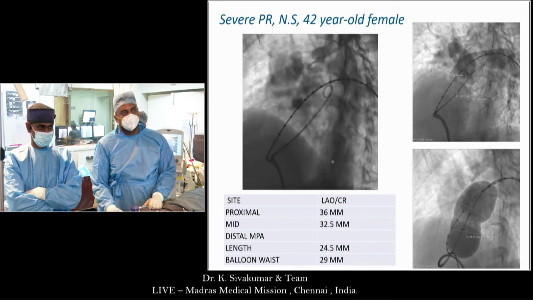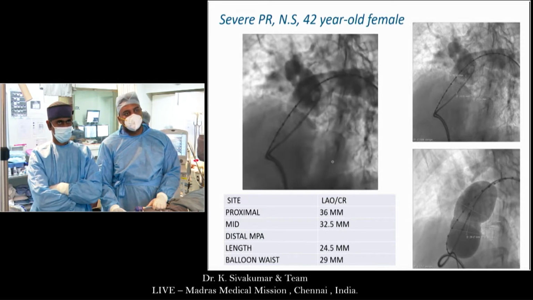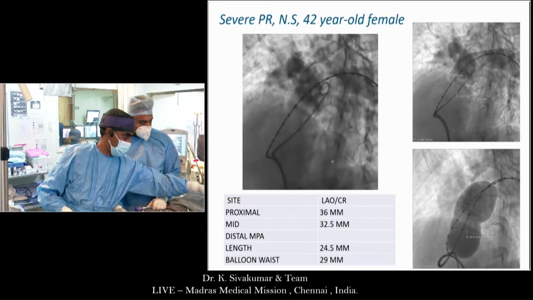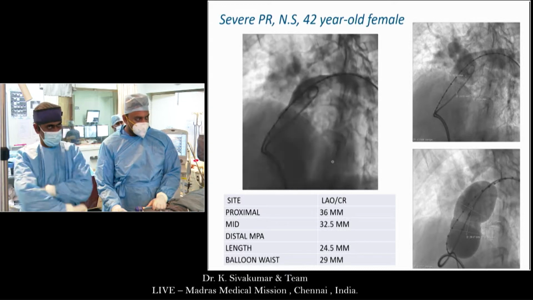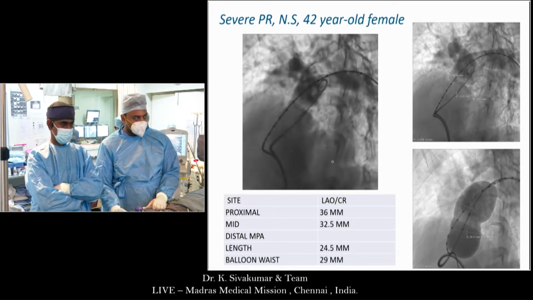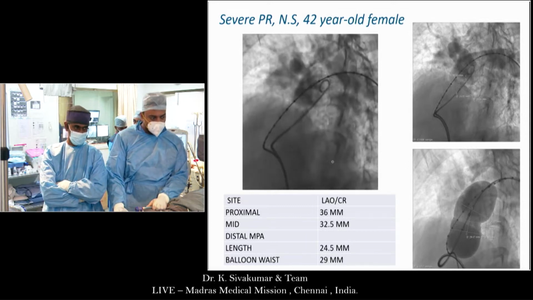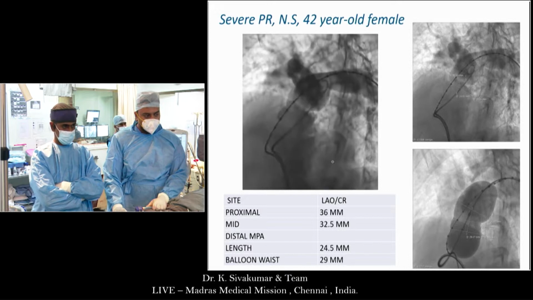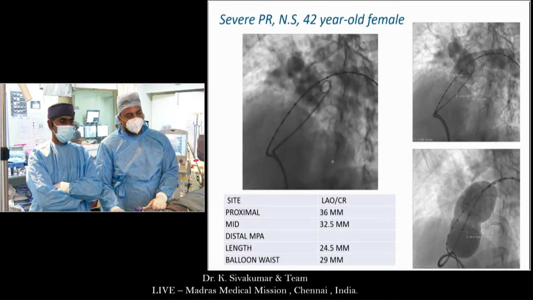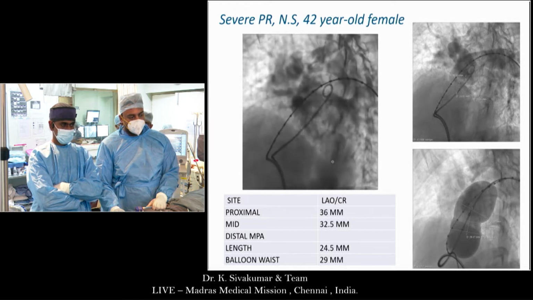And he also did the LAO cranial, I think, yes. Most of the time this is trying to profile the bifurcation, and you can see it's coming out separately between left and right. And again, the waist is in the middle. Here, the waist with the balloon is 29, slightly smaller than the other angulation, but from the angio, the mid part is 32.5. Why go cranial? Why not pure lateral? Well, I think in LAO cranial, she was trying to see the bifurcation properly.